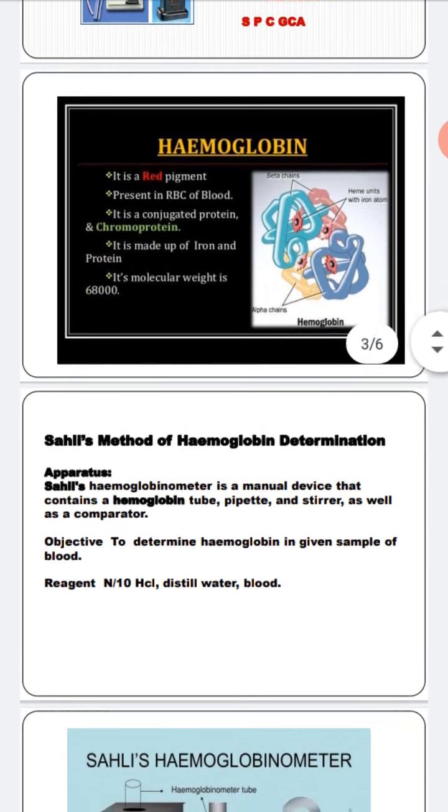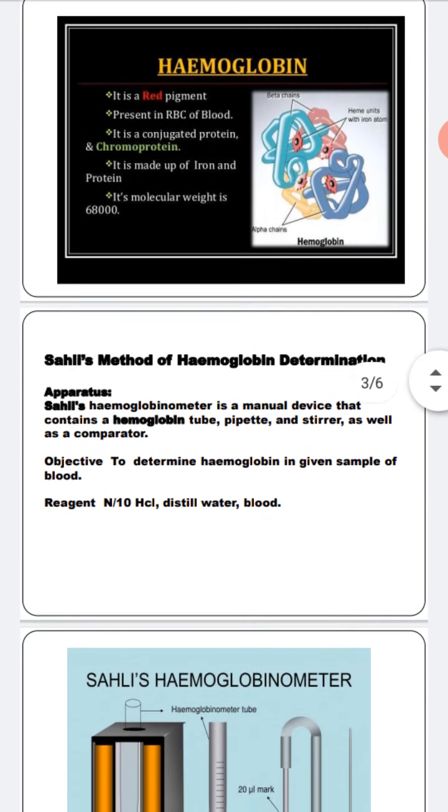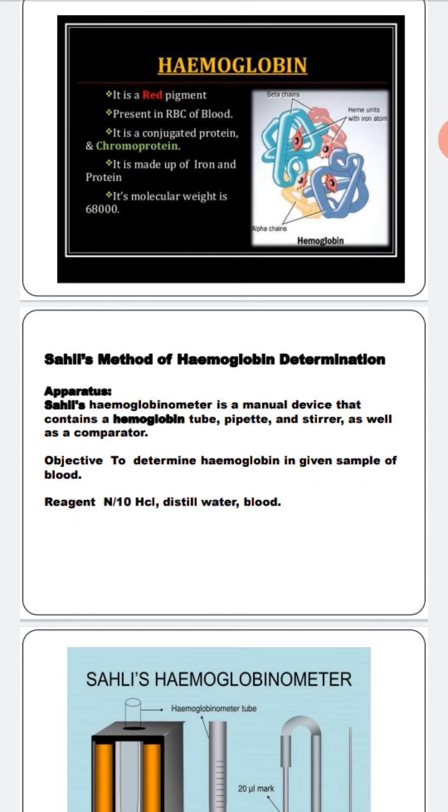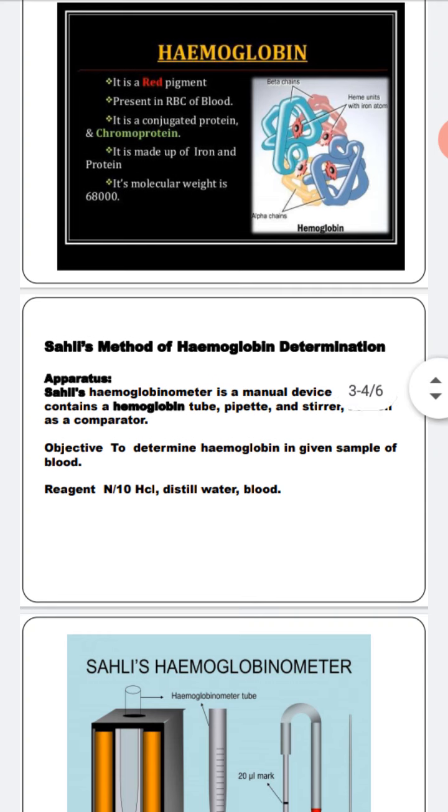Now how do we do the hemoglobin estimation? The hemoglobin estimation in the laboratory we do by Sahli's method. It is called Sahli's method of hemoglobin determination. What does the apparatus consist of? It consists of a Sahli's hemoglobinometer. It is a manual device, with a hemoglobin tube, pipette, stirrer and a comparator. So this is the whole constituent of the apparatus.